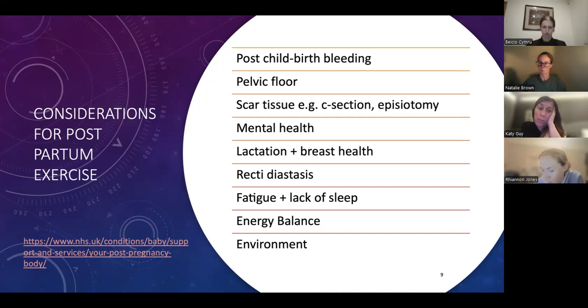So for a lot of people, postpartum exercise is really good for their mental health, but for other people, that almost pressure to want to need to exercise and not being able to fit it in can have a slight detriment to people's mental health. Then we've got lactation and breast health, which I'll talk through later. Recti diastasis is where you've got that bulge in your tummy, where your tummy muscles have kind of come apart. And again, I'll talk about that later.